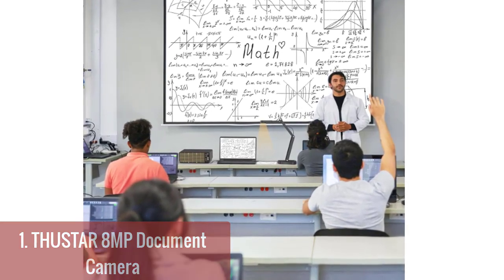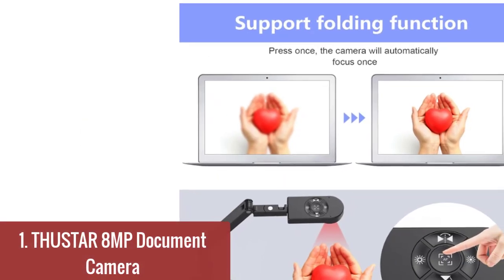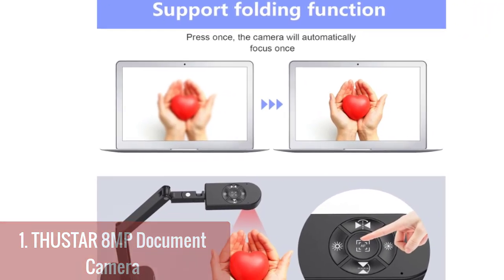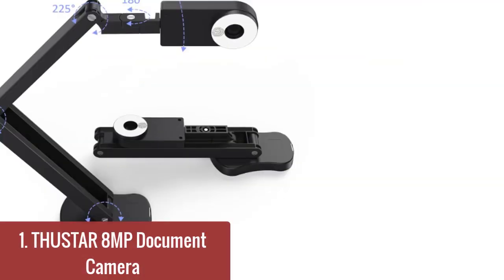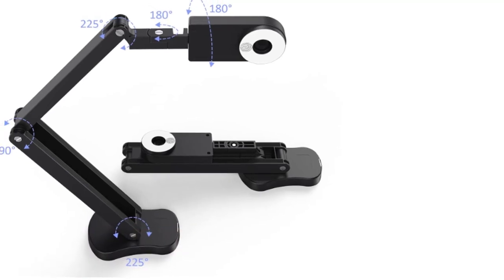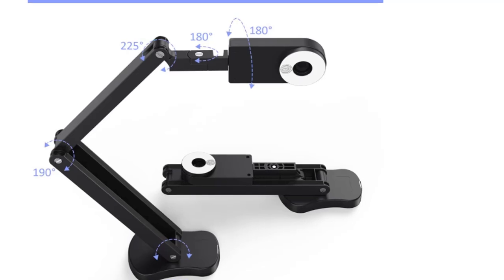Number one. The Thuster 8MP document camera offers a strong combination of affordability and functionality, making it a versatile choice for educators. Equipped with an 8MP sensor and 2448p resolution, it delivers sharp images and videos suitable for classroom presentations. The foldable design and multi-joint support allow for flexible positioning, while the adjustable image reversal and brightness controls ensure adaptability to various teaching scenarios.